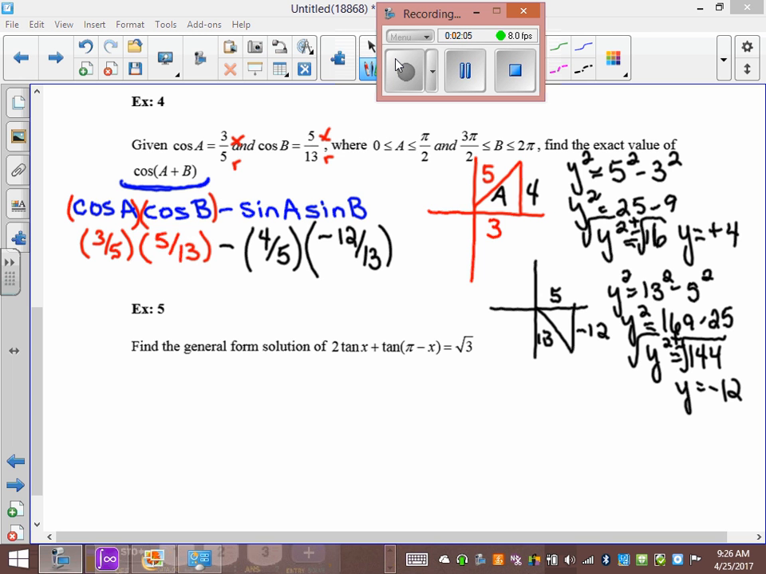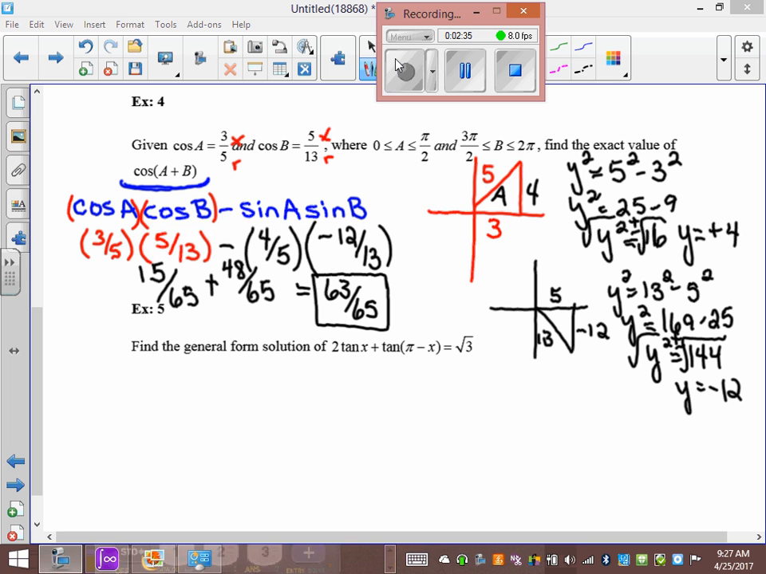And then you just do them together. 3 times 5 is 15 over 13 times 5, which is 65. Plus, it's going to be negative 4 times negative 12, which is 48 over 65. So you get 63 over 65. And that's the exact value of cos A plus B.